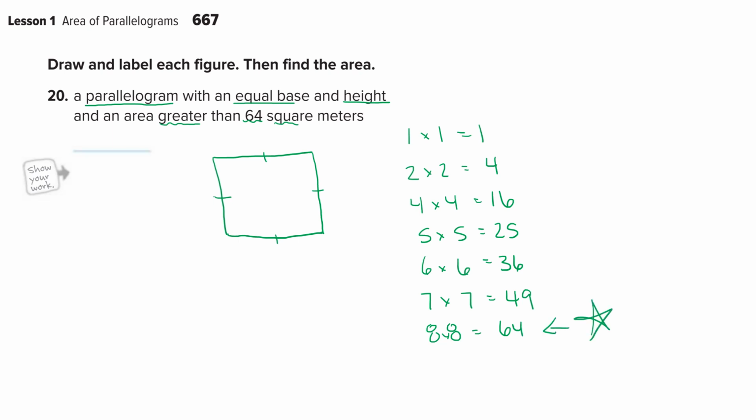Woo! But it says it has to be greater than 64. So I can do any number greater than 64. I'm sorry, greater than 8. So I could do 8.1 times 8.1, or I could do a whole number, like 9 times 9 equals 81, or 10 times 10 equals 100, okay? So, draw and label each figure and then find an area. Because we're really smart 6th graders, we're gonna go with decimals. All right, so I guess we're done, because we drew and labeled a figure. There we go. Moving on.